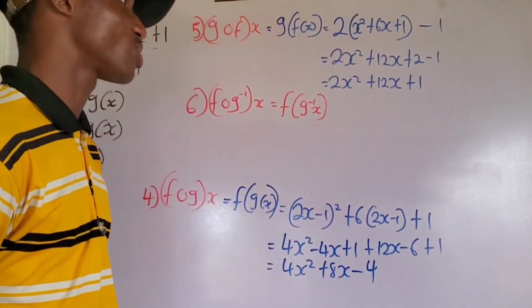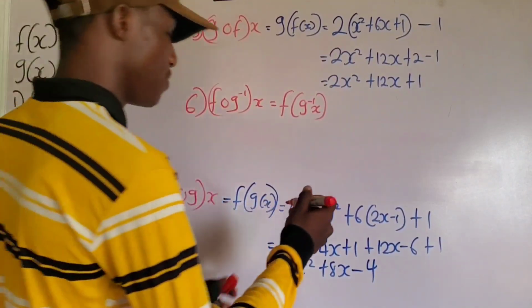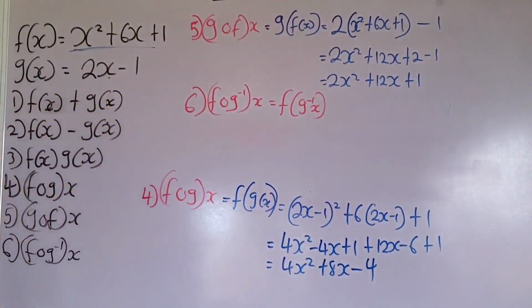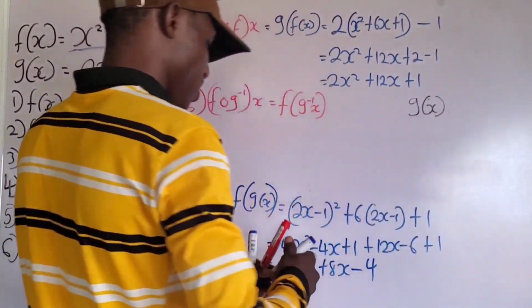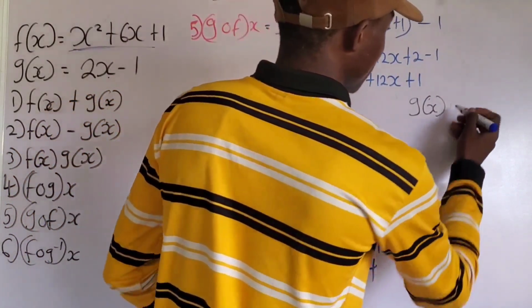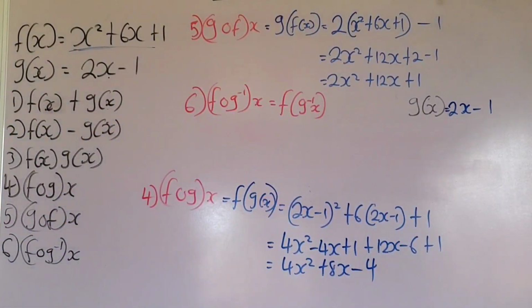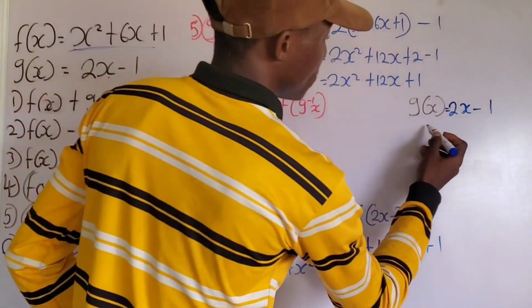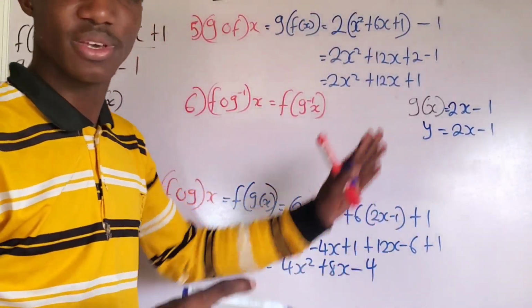Now if you have been following this class, you will discover that if you want to take the inverse of a function, I gave you the simplest way to do that. So we just have to repeat the process to get the inverse of that function. Now don't forget that g(x) is what? 2x minus 1. Okay, now let y equal 2x minus 1. Now I want to determine the inverse of function g(x).